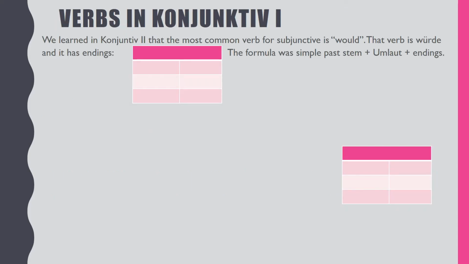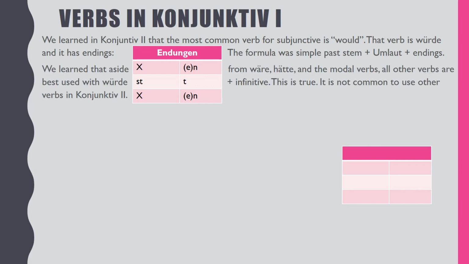We learned in Konjunktiv II that the most common verb for subjunctive is would. That verb is würde, and it has endings nothing, st, nothing, en, t, en. The formula was simple past stem plus umlaut plus endings. We learned that aside from wäre, hätte, and the modal verbs, all other verbs are best used with würde plus infinitive. This is true. It is not common to use other verbs in Konjunktiv II.